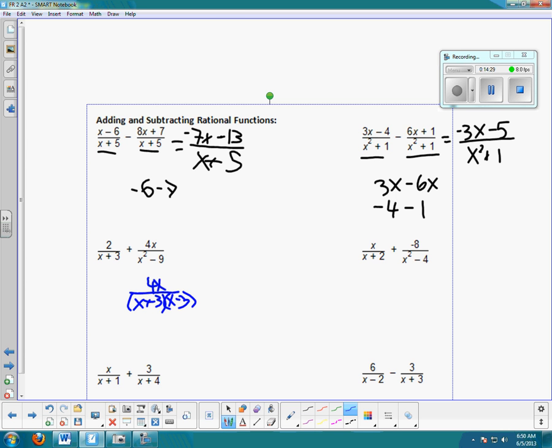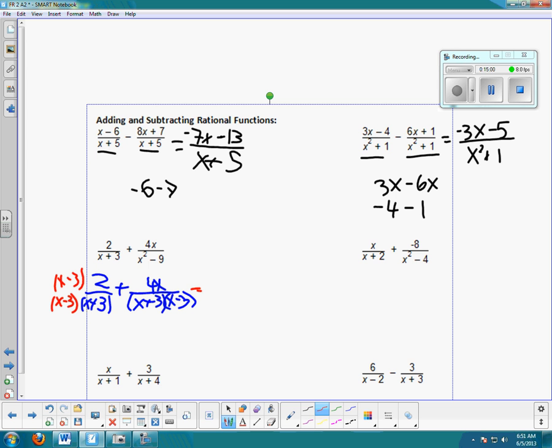Now, if you see the one that's on the left, the 2 over x plus 3, it almost has the same denominator, but it is missing the x minus 3's. So what we did then was to make it have the same denominator. We said, all right, whatever it's missing, which in this case is x minus 3, that's what we're going to go ahead and multiply the top and the bottom by so that it will become the same.